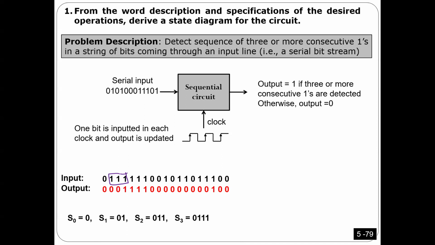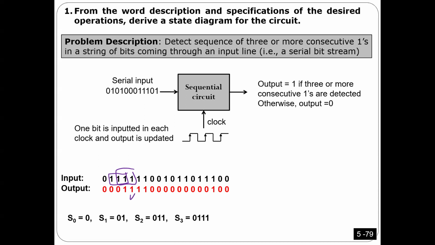Make sense? Because the last 3 are ones. Okay. I detect 1 again. So now I allow overlapping. Why? Because when I get here, I got 1 here, because you allow overlapping here. Okay? Because the last 3 bits are 1. Same thing here. The last 3 bits are 1. Same thing, the last 3 bits are 1.